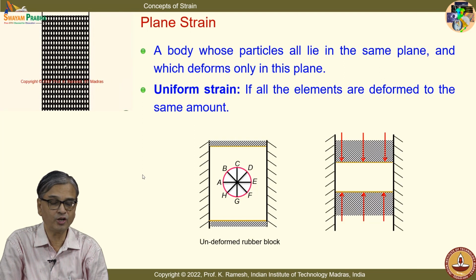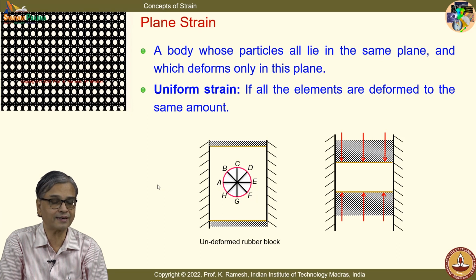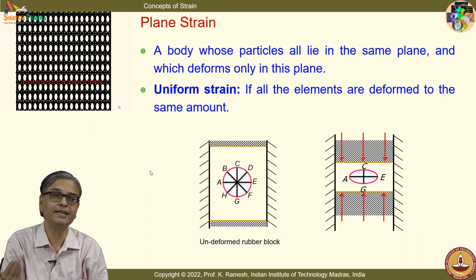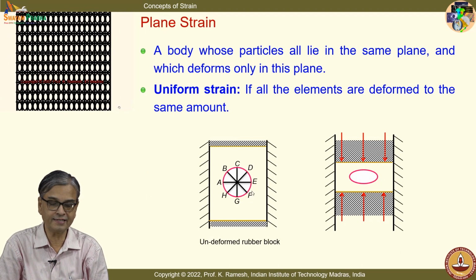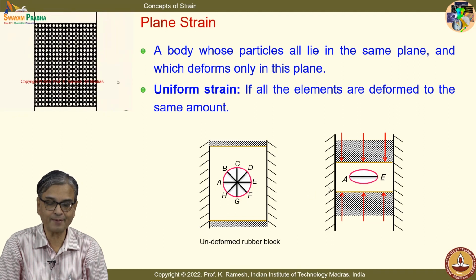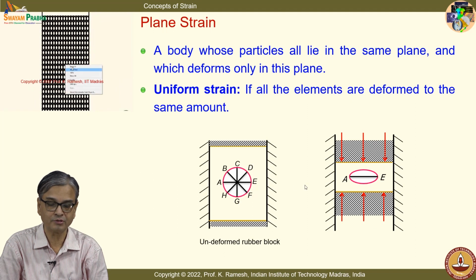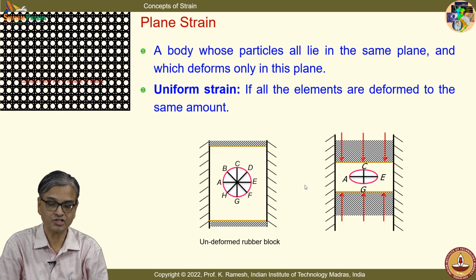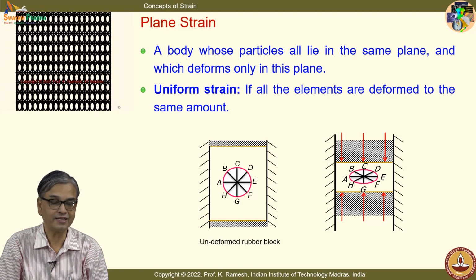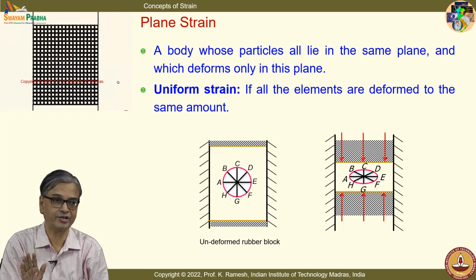And when I apply the load, when this rubber block is compressed, what would happen to the circle? It will translate into an ellipse. So what you find is the circle has deformed into an ellipse, and you can also see what has happened to the lines drawn: AE, CG, HD as well as BF. They still remain straight because it is uniform strain.